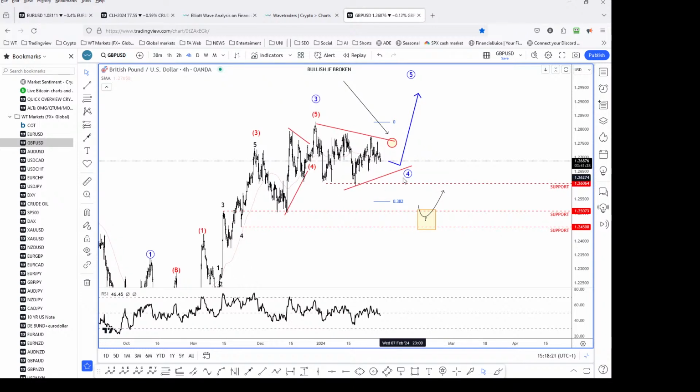But even if this one is broken, of course wave 4 will still be in the cards, just in a different shape and more complex. So if you want to trade cable, well, even if it's a triangle, it's incomplete. Even if it's a deeper triangle, a deeper corrective wave 4, it's still incomplete. So in my opinion, it's a little bit too soon.